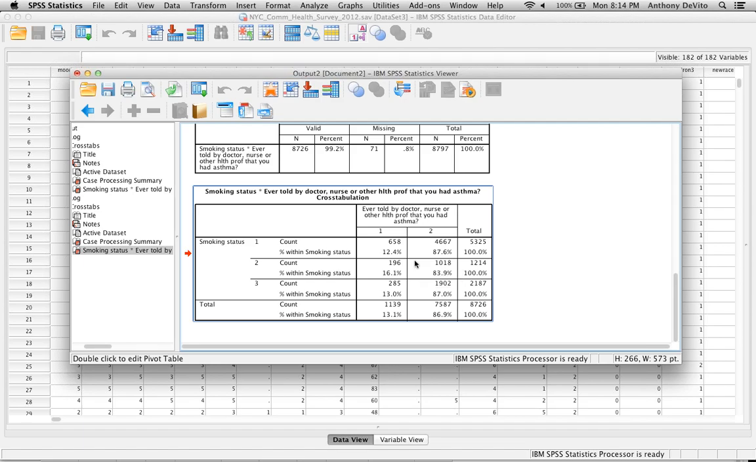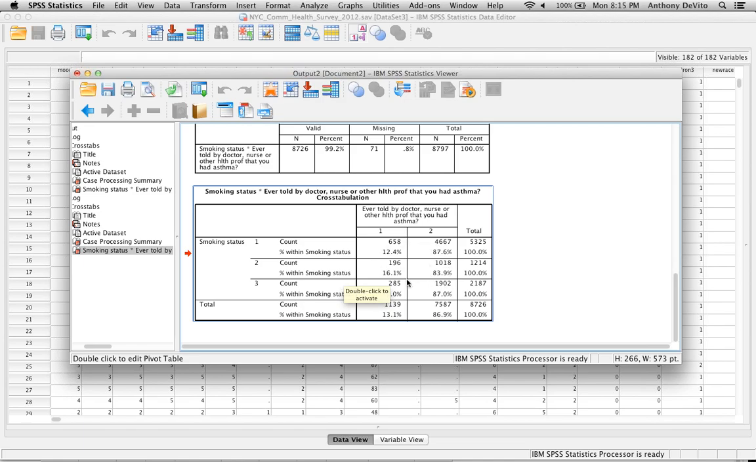It could be that smoking makes it more likely that you would have asthma. It could also be that if you have asthma, you're not likely to be a smoker. So I don't know if the association is going to be a positive thing or a negative thing. I'm going to start out with the assumption and null hypothesis: there's no association between smoking status and whether or not you've been told you have asthma in the past year.